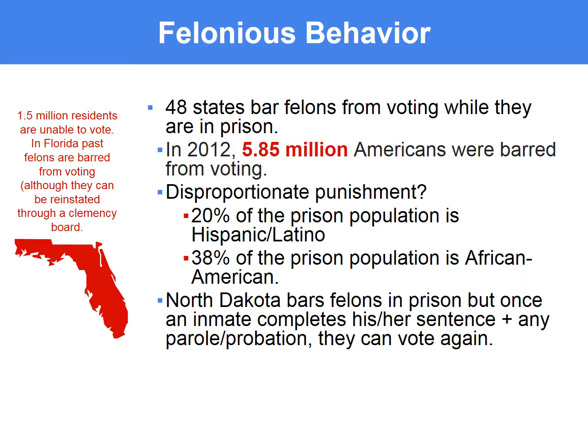The reason most felons are excluded from the VEP is because they don't have voting rights in most of our states. 48 states in the United States bar felons from voting while they're in prison. The exceptions are Maine and Vermont, and Maine and Vermont allow felons to vote from prison. Now, in 2012, 5.85 million Americans were barred from voting.